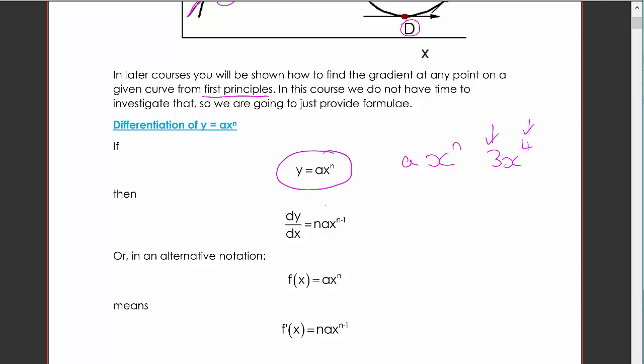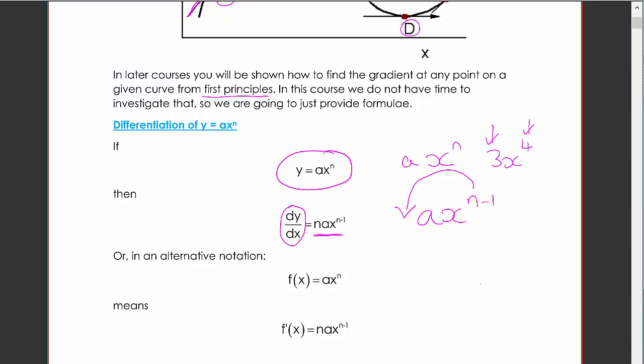When you find the gradient function of that, which we call dy/dx, then that becomes nax^(n-1). Now, the easy way to remember this is you've got ax^n, so the n comes down in front and multiplies the a, so that's n times a, and then you reduce the power up here by 1. So if you just remember that rather than remembering the formula, you'll be fine.